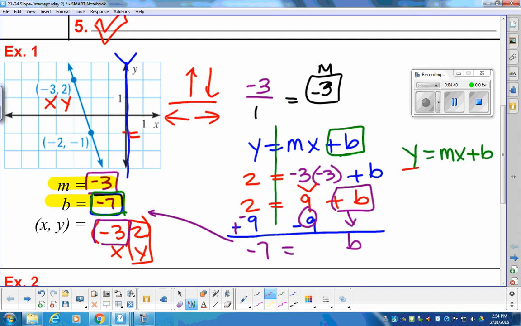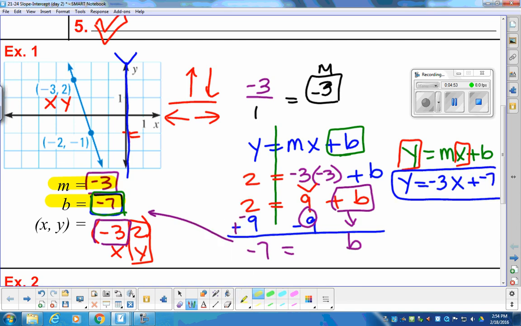Y is a stop sign. X is a stop sign. So I would have y equals, my slope is -3, x, and my b is -7. Finally, I have an equation, y equals mx plus b. All those steps to get it.